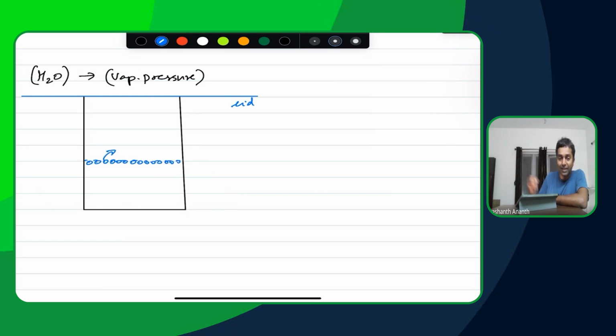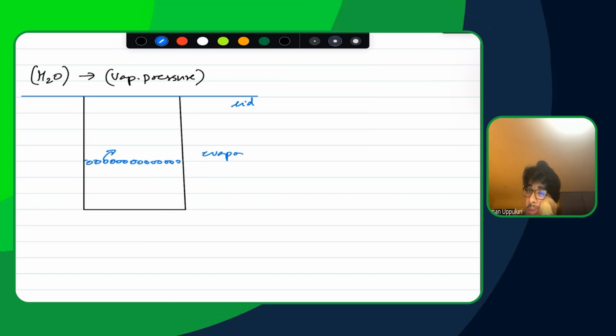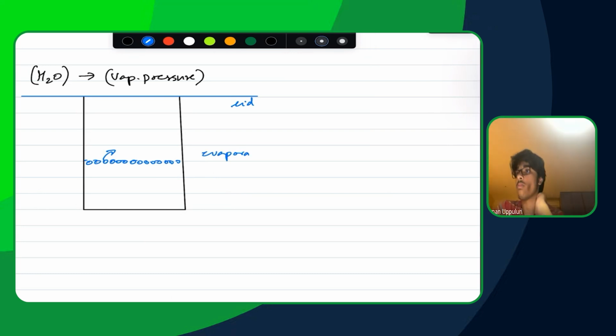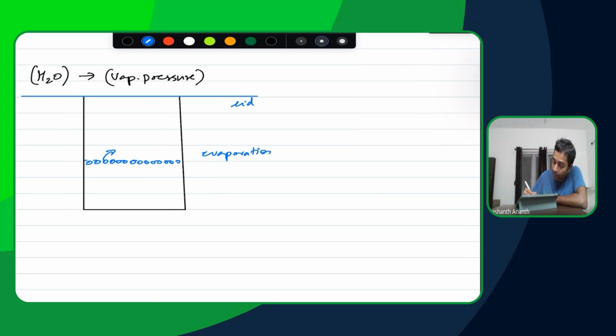They will escape into the vapor phase. What is this process by which they escape? That is evaporation. So you're going to have regular evaporation happening here, which allows the water molecules at the surface to escape into the vapor phase. In this chapter, you'll understand a little more about exactly what's happening during the process of evaporation.